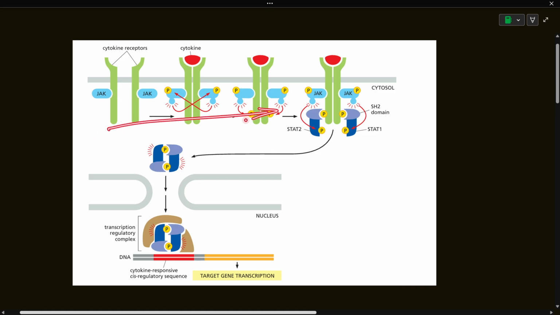That is the only difference. The rest of the pathway is quite similar, and this is the JAK-STAT pathway because it uses a kinase protein named Janus kinase and the signal transducer protein known as STAT. So we are done with JAK-STAT signaling.